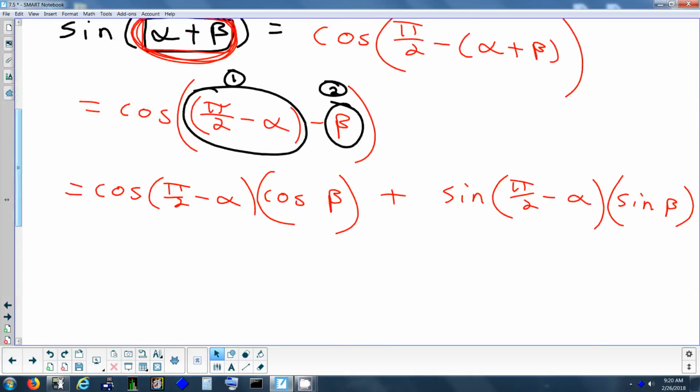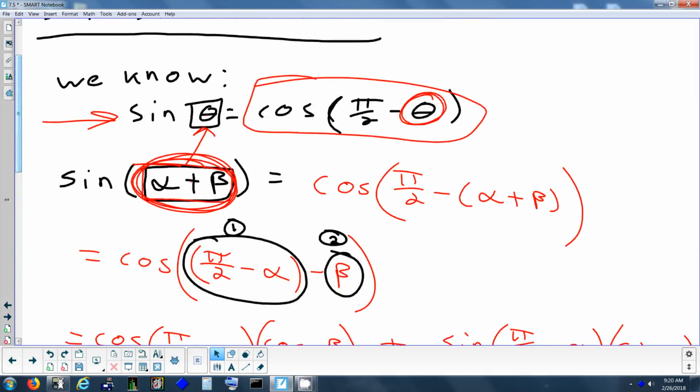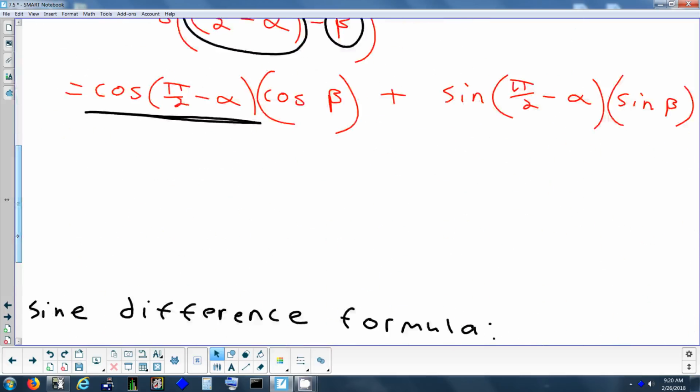Now, the first thing I want to look at is the cosine of pi over 2 minus alpha. Look up above. What is the cosine of pi over 2 minus alpha equal to? The cosine of pi over 2 minus anything is just the sine of that thing. So this whole thing is just sine alpha. Cosine beta, you really can't do much with that.